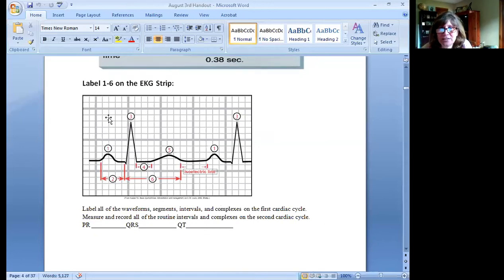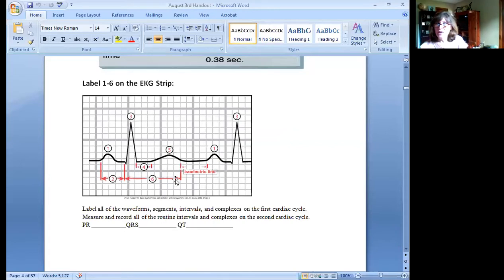All right. So let's look at this EKG strip box. Number 1 is the P wave. Number 2 is the PR interval. Number 3 is the QRS. 4 is my ST segment. 5 is my T wave. And 6, from the beginning of the QRS, that first little downward dip, to where the T comes back to baseline. That is my QT interval.